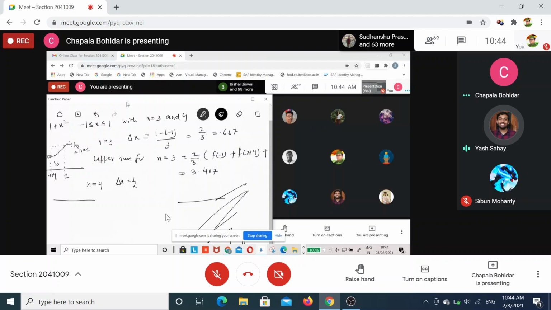Yes, ma'am. So for this rectangle, where is the functional value maximum? Minus 1. Yes, f of minus 1. Then plus f of minus 0.5. Then plus f of 0.5, again f of 0.5. Then the last rectangle, f of 1.